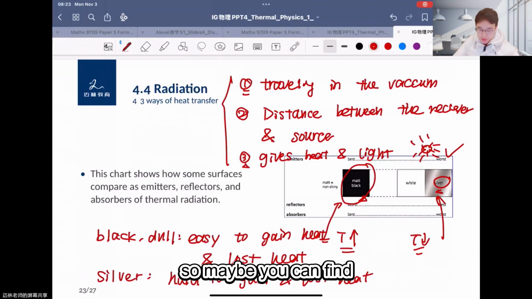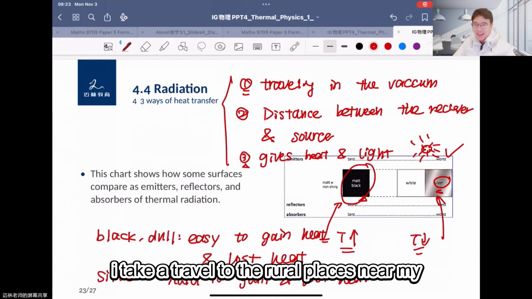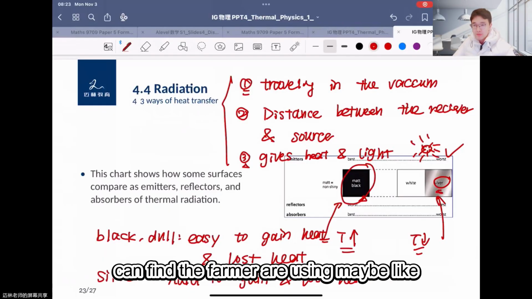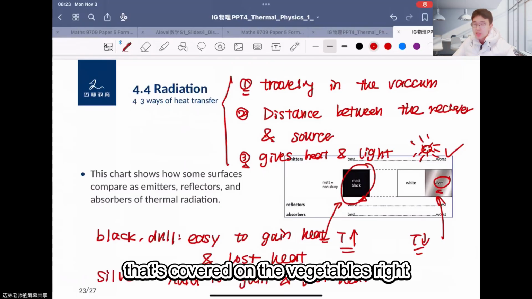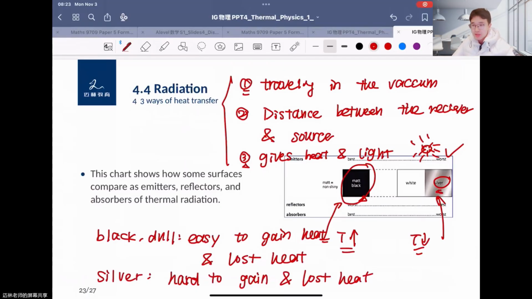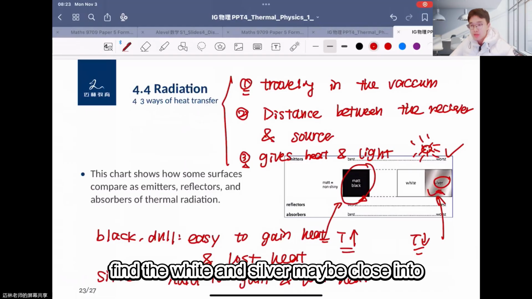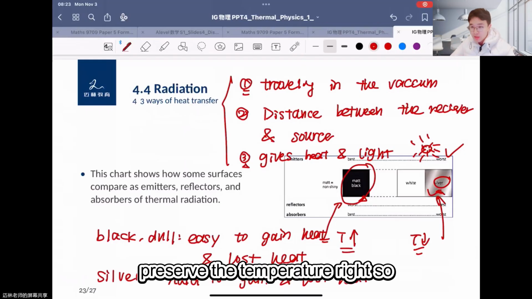Okay. Maybe you have experience going to rural places. I remember when I was a child, I took a trip to the rural places near my hometown, and I found that the farmers were using white plastic to cover the vegetables, right? So why are they using the white cover or white plastic to do this? You can find that white, close to silver color, is more likely to preserve the temperature, right?